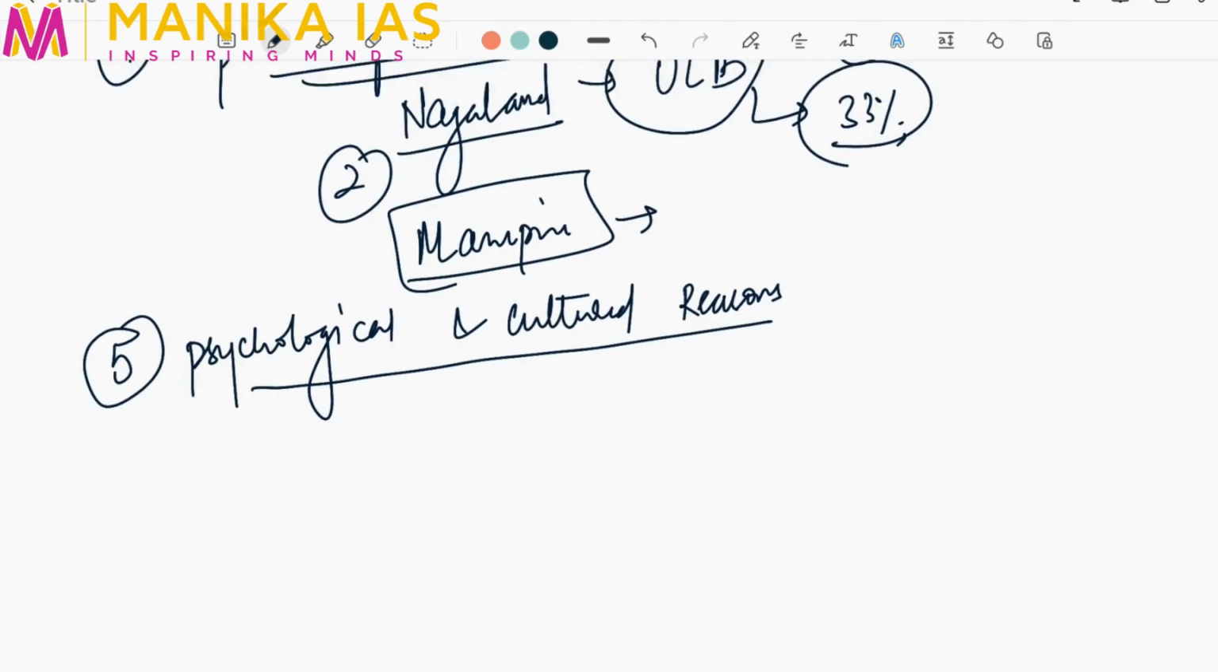Going forward, in the next lecture we'll be discussing insurgency in different states, with the different reasons and the present state. Presently, largely they have been able to stop the insurgent movement, but it is still prevalent in a few states that we'll discuss in the next lecture.